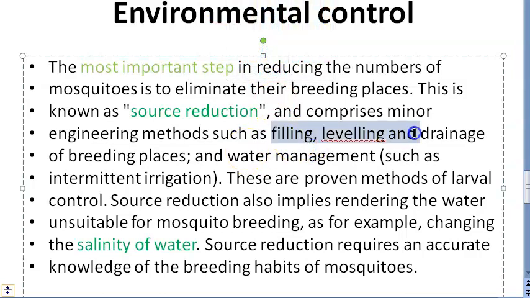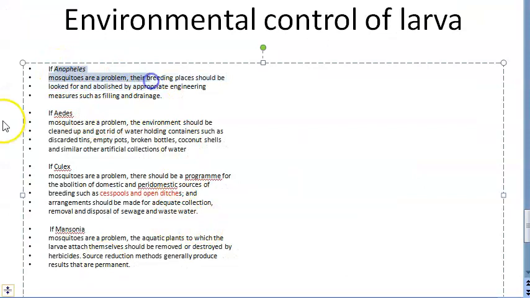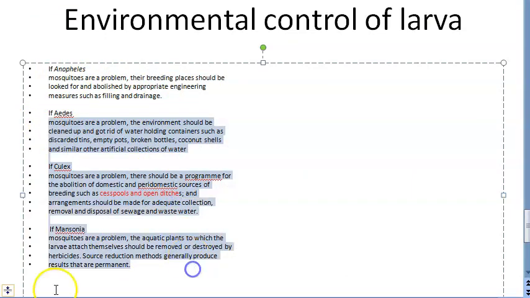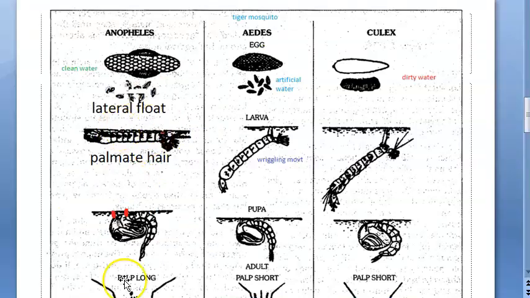So what you will do is you'll fill, level, and drain the breeding spaces, right? And you will make sure that the water is unsuitable for mosquito breeding, like you'll change the salinity of the water, etc. Guys, next they are explaining the specific measures, okay, for Anopheles, what will you do? For Aedes, what will you do? For Culex, for Mansonia, what will you do? So basically, you know the differences between these mosquitoes, haven't you?